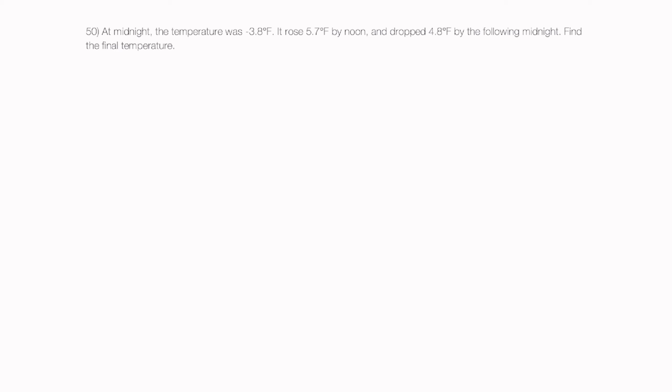Next. At midnight, the temperature was minus 3.8 degrees Fahrenheit. It rose 5.7 degrees Fahrenheit by noon and dropped 4.8 degrees Fahrenheit by the following midnight. Find the final temperature. It's very simple, right? So it starts at minus 3.8 and then it rises by 5.7, so we say plus 5.7, and it drops, which means it's minus 4.8. That's it. You just have to solve this.